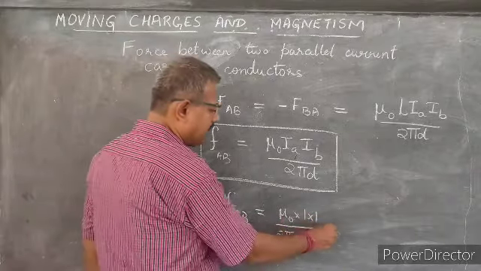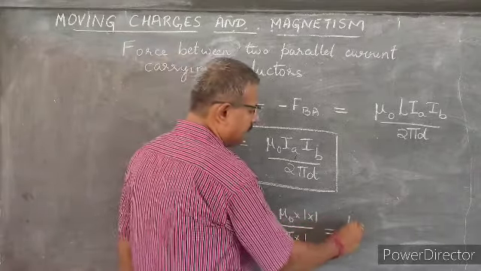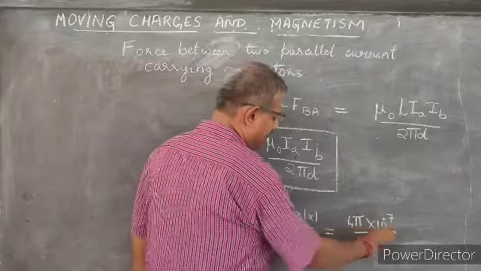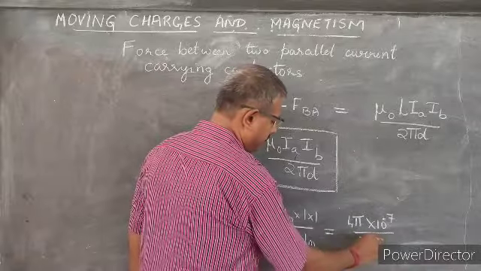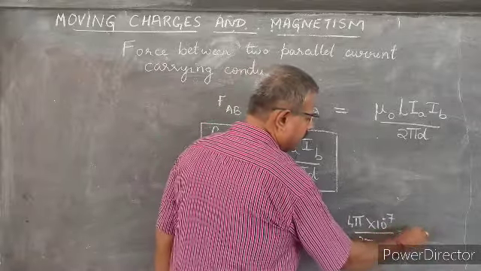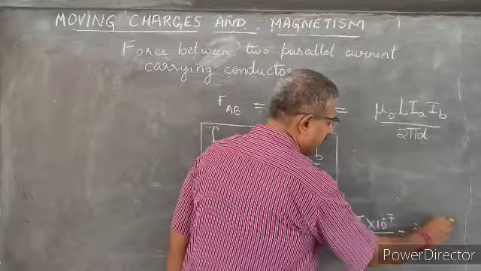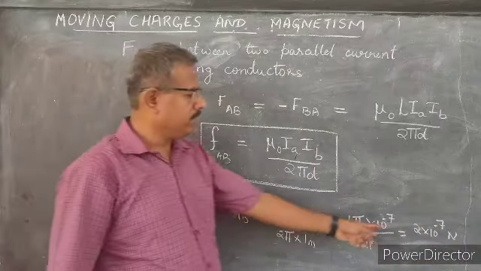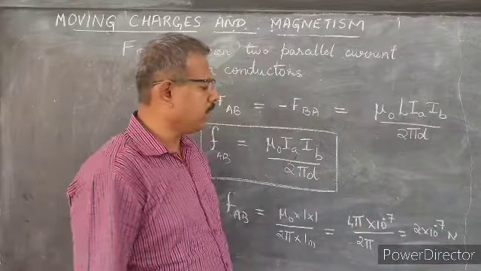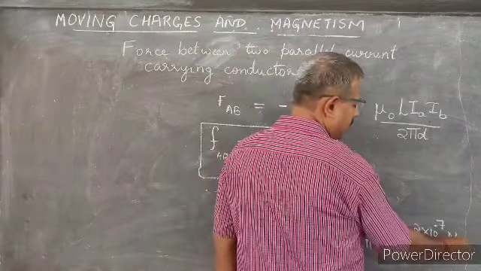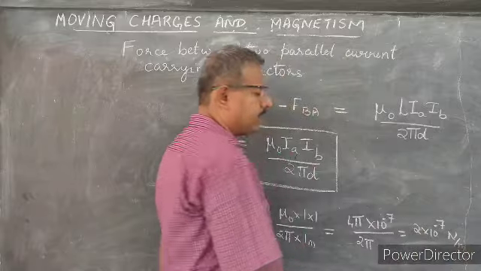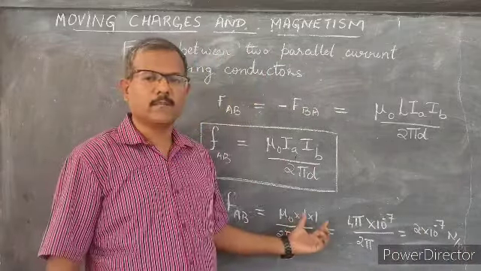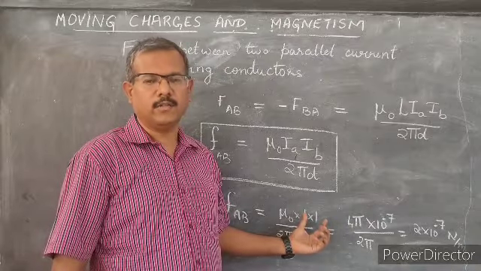So that leaves me with mu naught, the value of which is 4 pi into 10 power minus 7 divided by 2 pi. That leaves me with 2 into 10 power minus 7. Since the left hand side is force, this comes to be 2 into 10 power minus 7 newton per meter. So with this, we can define the ampere in standard units.